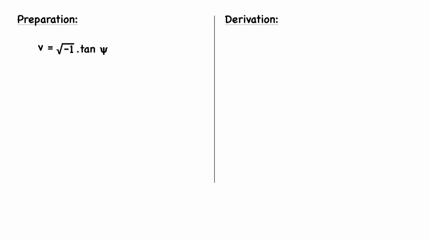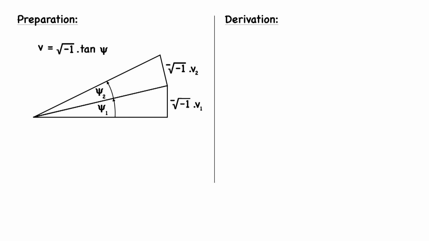Now, let's consider two successive rotations. I'll call them psi 1 and psi 2, like this. This diagram shows how the angles and their tangents would be related. Next, I'm going to need a trigonometric identity to break down the tangent of any two summed angles. Let's call them A and B.